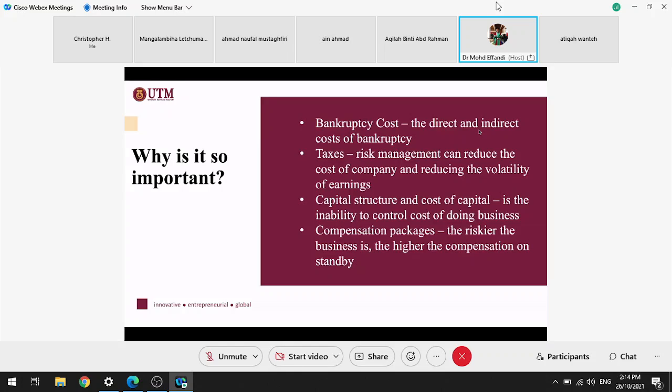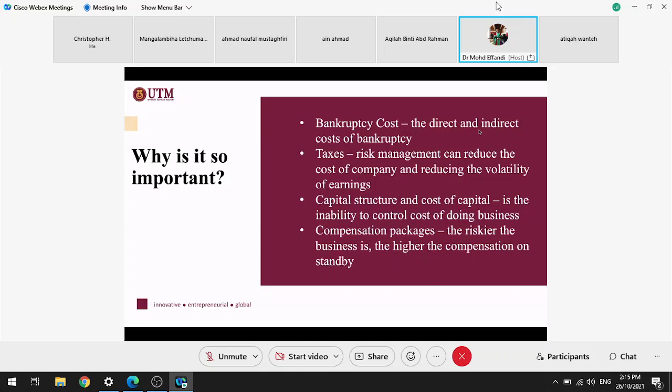And why is it so important? Because of the compensation packages. The riskier the business is, the higher the compensation on standby. Meaning, if you're investing in an oil rig, for example, in the oil and gas industry, the risk is very high. So when the risk is very high, the compensation also will be very high. If anything happens, you are liable for it.